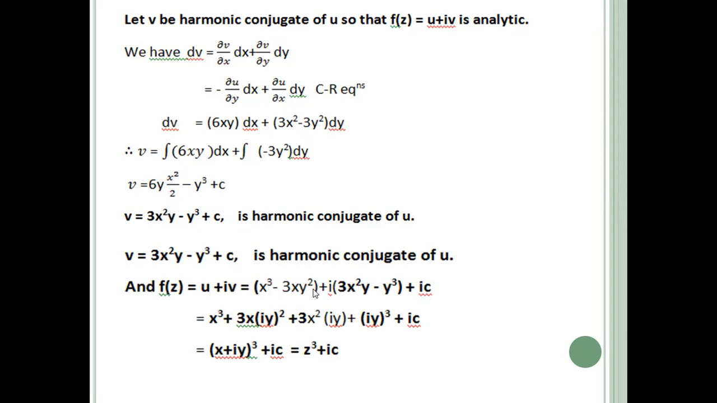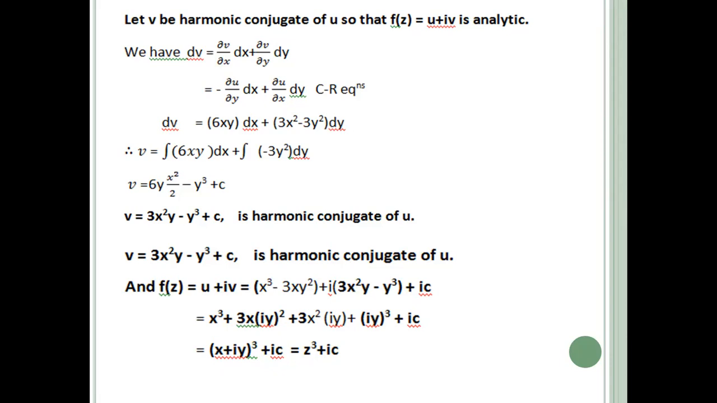So v is this much, where u is given, and f(z) is u + iv. u is x cubed minus 3xy squared, and v is 3x squared y minus y cubed here, plus i into c. So please write all this in the form of x cubed, and this can be written as (iy) whole squared, and this can be written as 3x squared into iy, and iy cubed can be written as plus i into (y) whole cubed. So it is (x + iy) whole cubed here, plus i into c. So it is z cubed plus ic here. So this is the form of f(z). So this is totally for the 5 marks. Okay. And next examples I will take in the next class.